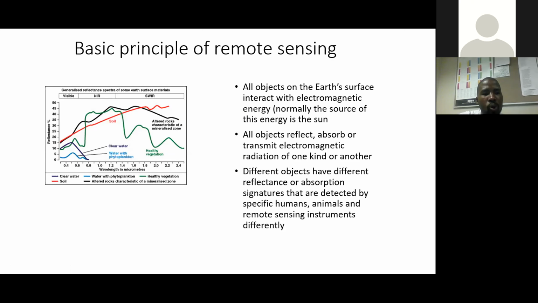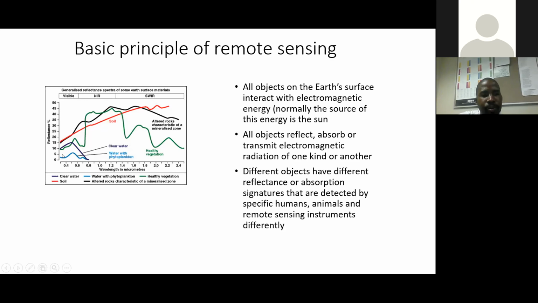Then when you look at the green vegetation, it absorbs some of the energy within the blue and red zones, and then it reflects highly in the green region. That's why we see green vegetation. It also reflects a lot of energy in the near infrared before it absorbs some in the short infrared region.